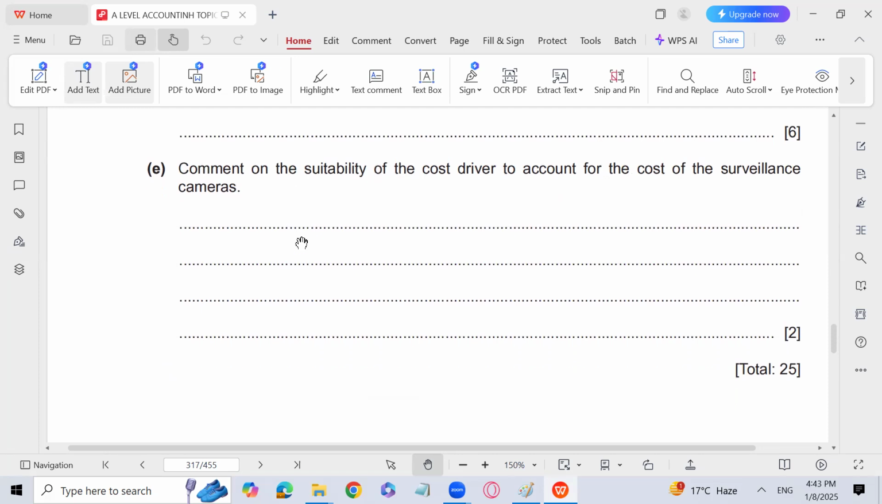Okay, for surveillance camera, what is the suitability of the cost driver? The cost driver we are using for the cost of surveillance cameras is the number of inspections. Okay, that is even fine, because number of inspections will definitely relate to the surveillance camera also, because people can see whether the cameras are working properly, or you can also find a better cost driver like the number of employees assigned for the surveillance. You can distribute the surveillance cost according to the number of employees as well.